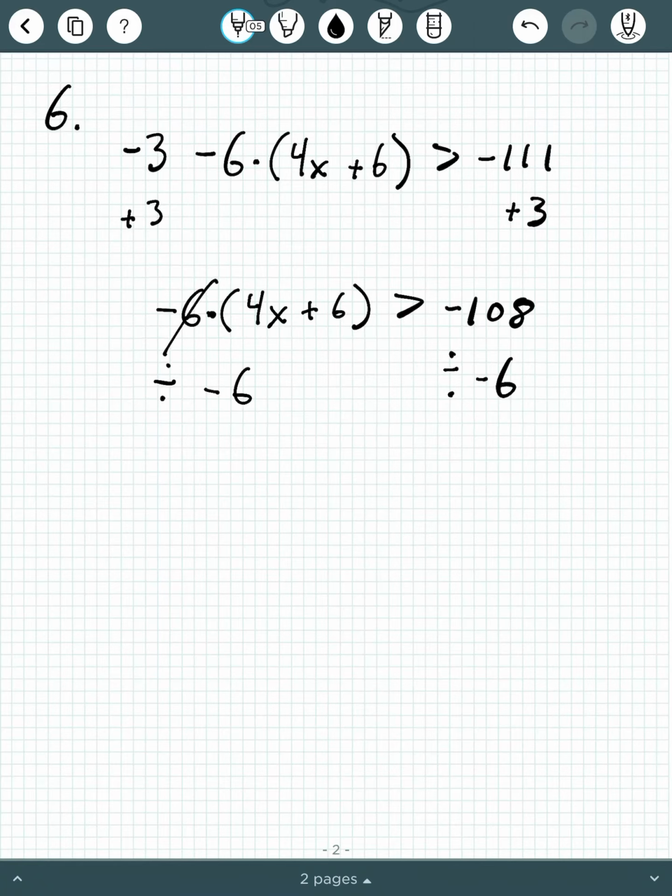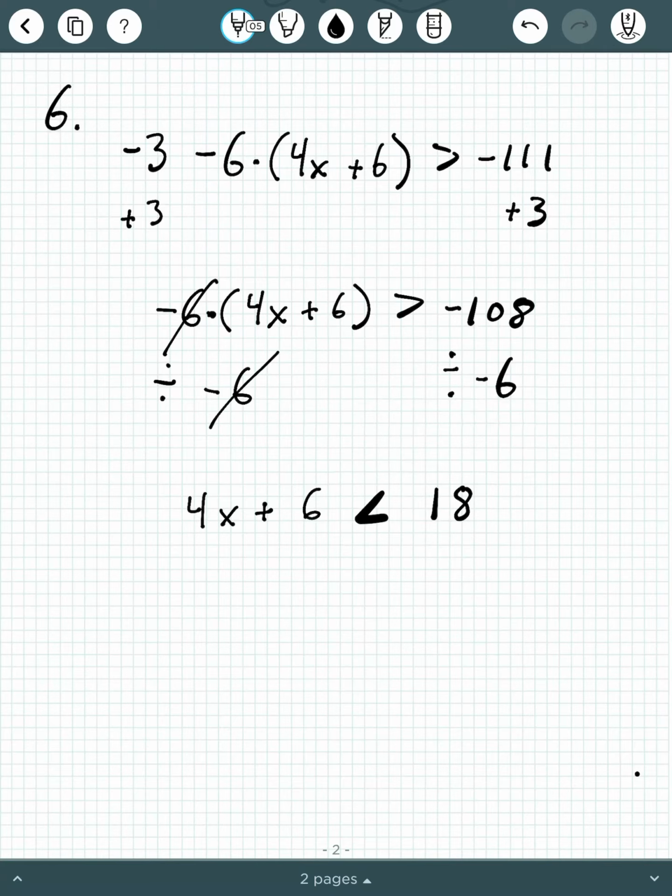So here, the opposite of multiplication is division. That just divides to give me a 1. So I get 4x plus 6. I don't need the parentheses anymore. On the right side, -108 divided by -6. Well, 20 times 6 is 120, so it should be 18 when we do that. Because we divided by a negative, this is a situation where our inequality should flip on us. So instead of a greater than, it's a less than. So 4x plus 6 is less than 18.